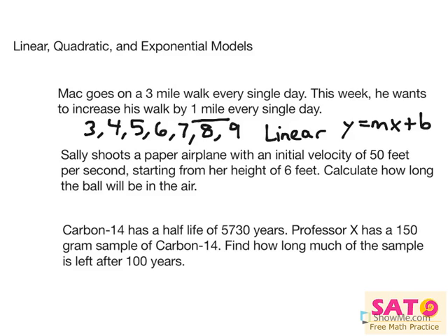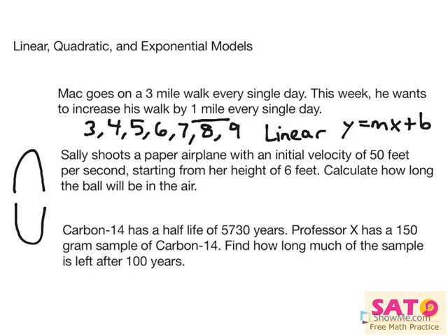For the next one, Sally shoots a paper airplane with an initial velocity of 50 feet per second, starting from her height of 6 feet. Calculate how long the ball will be in the air. These problems, it's kind of a little harder to see what it is at first, but you know that normally, because a parabola is a U shape, it's normally upside down or right side up.